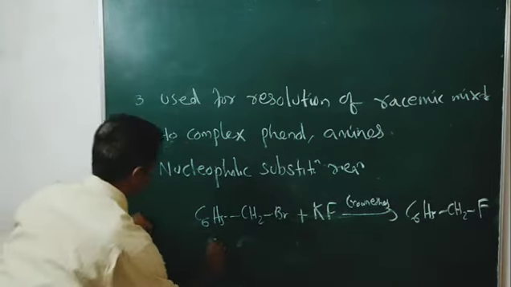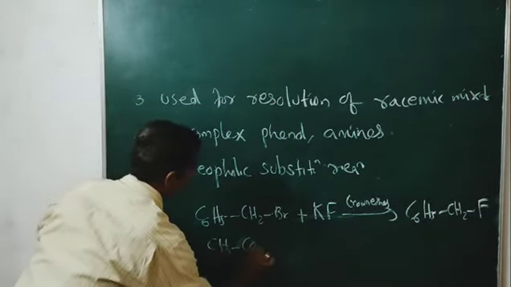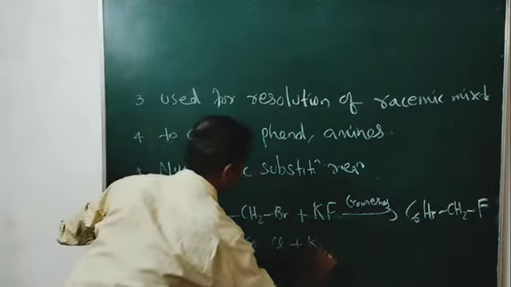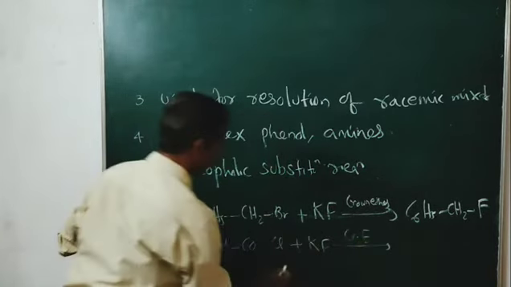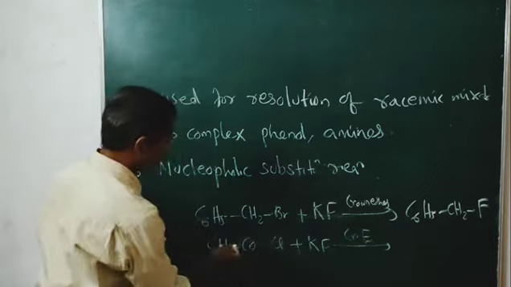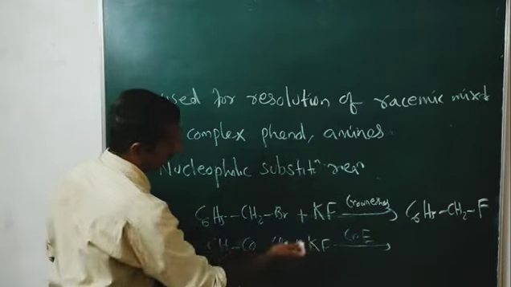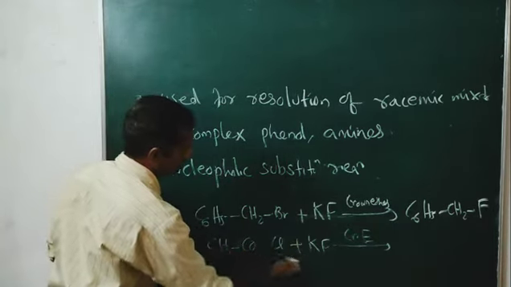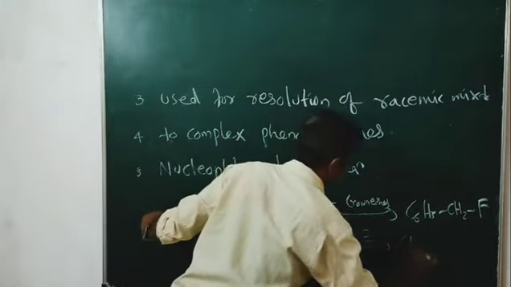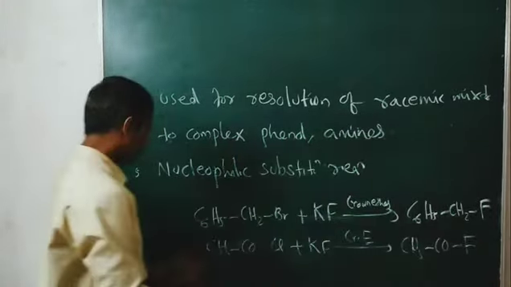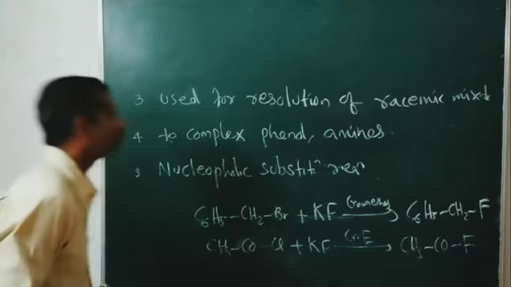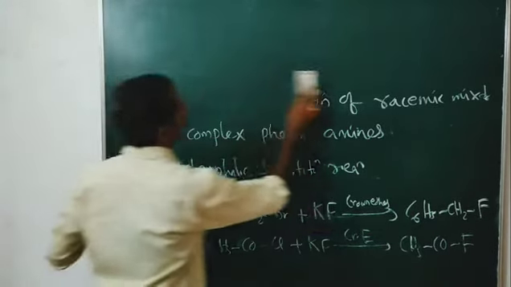Another example is CH3COCl plus KF in presence of crown ether. You can see that the Cl will be immediately replaced by fluorine, giving CH3COF. So this type of reaction we use crown ethers. So these are the applications of crown ether.